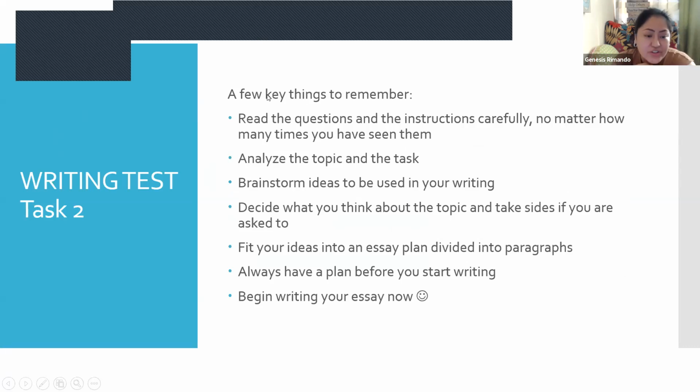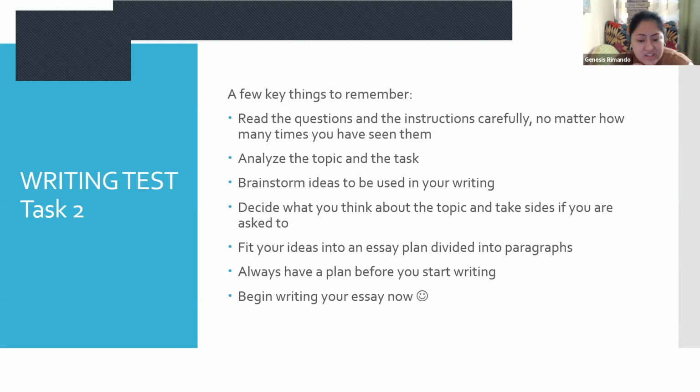So again, when you start answering for the essay, you have to read the question carefully. Remember, you have points for accuracy. If you didn't answer the question, that's a big chunk of your score that would be shaved off. You have to analyze the topic and the task because some essay questions ask for your opinion. Some essay questions wouldn't ask for your opinion. We will cover that later. What type of essay questions ask for your opinions and what type of essay questions just want you to write what would be the advantages or disadvantages, something like that.